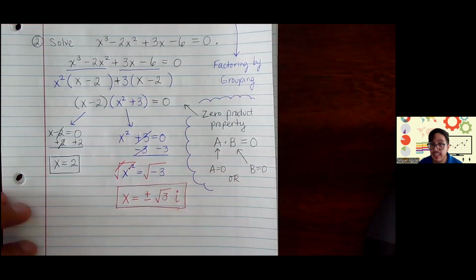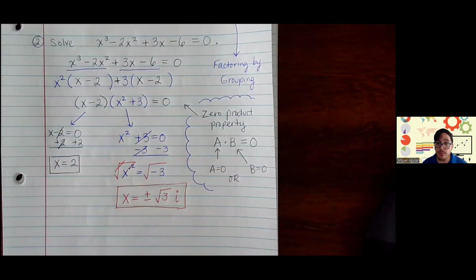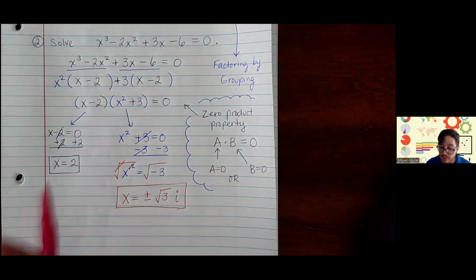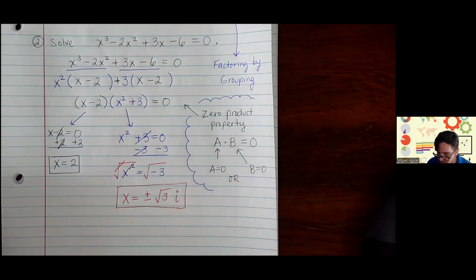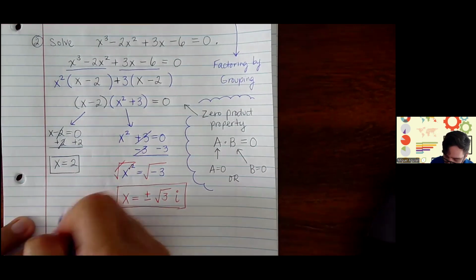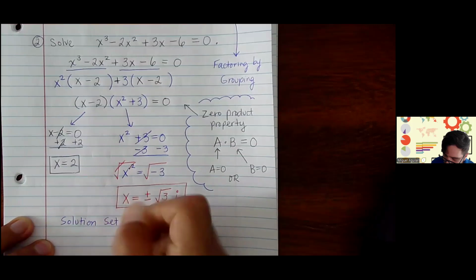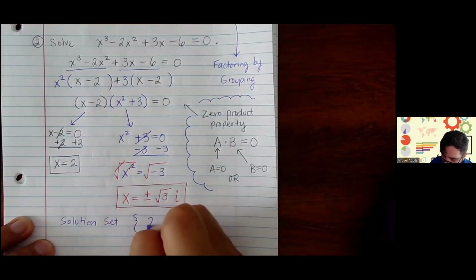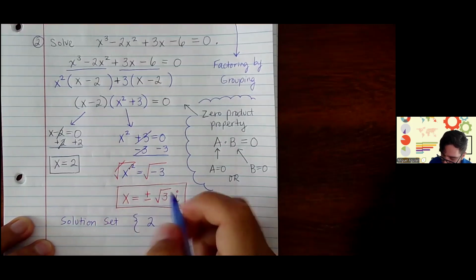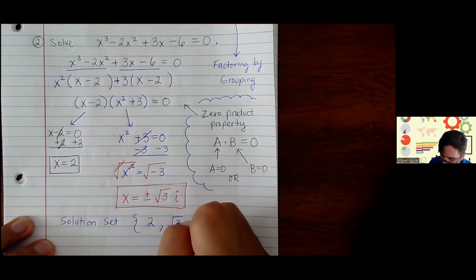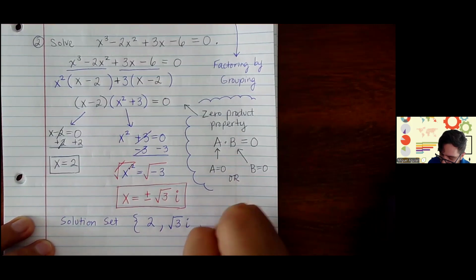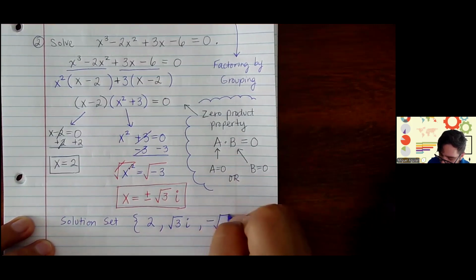So indeed, in this cubic equation, right, this degree 3 polynomial equation, we do have 3 solutions. So our solution set, if we write it all out, contains 2 and positive square root of 3i and negative square root of 3i.